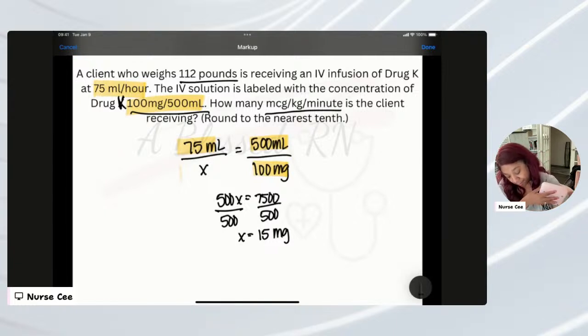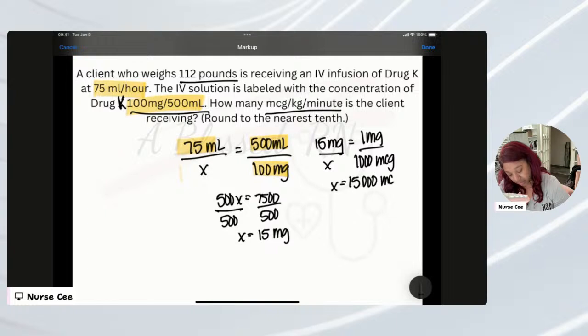So now you would have to set your ratio up for milligrams. You need to know how many micrograms, right? So 1 milligram is 1,000 micrograms. So this is what's going to give you your micrograms. So X is going to be 15 times 1,000. So that's 15,000 micrograms.